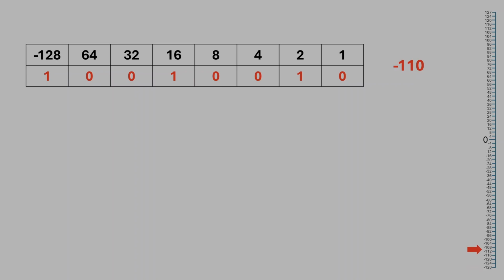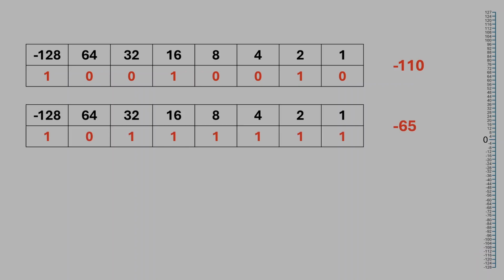Here's another example. So here we have negative 128. So we start all the way down there. And we add on 32, then 16, then 8, then the 4, the 2, and the 1, so 7. And that lands us at negative 65.